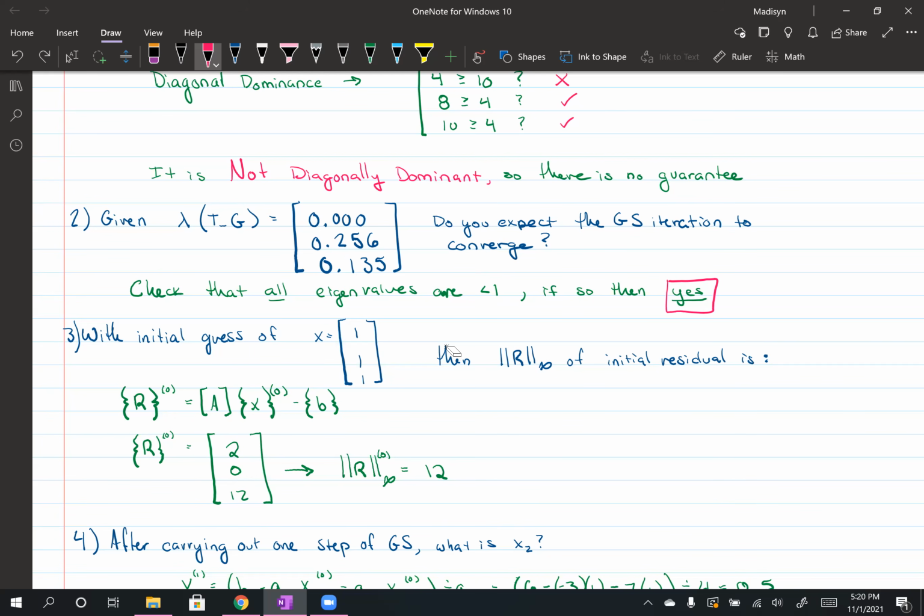In this case, I highly recommend using a calculator if you have one that can handle things like this, because it's kind of a pain in the butt to actually do all of this and keep track of all of the components. But essentially, your residual vector is 2, 0, 12. Then you have to take the infinity norm of that, which is 12, because it's the largest component. And that's it.